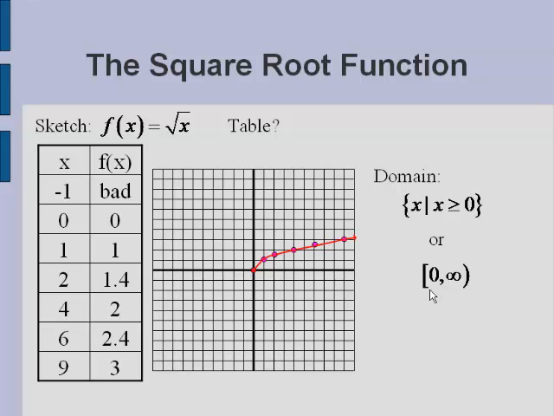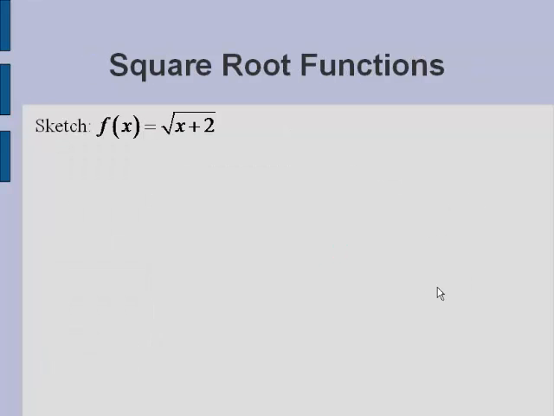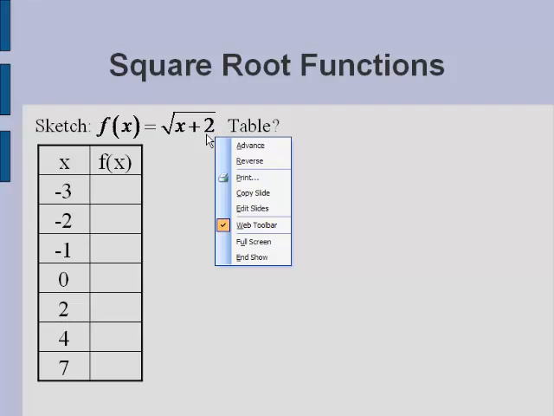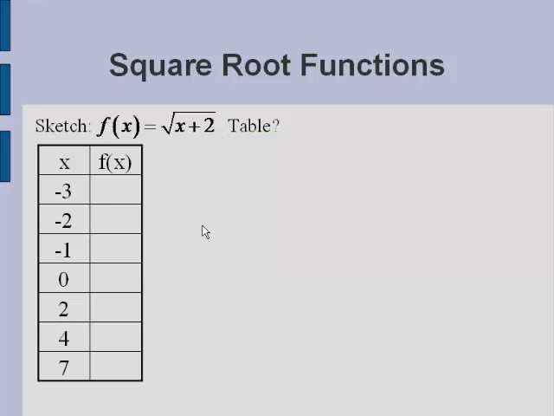Let's look at another case. What if our function is now defined as the square root of x plus 2? Again, I've done this before, so I'm going to set up the table for you, and I'm going to choose these values: -3, -2, -1, 0, 2, 4, and 7. You might say, well, gosh, Joel, why did you choose those values? Well, I know what's going to happen. I know that -2 is an important input because it zeroes out the inside.